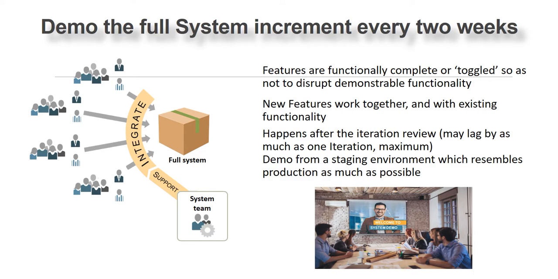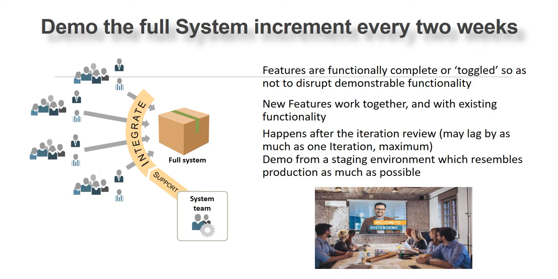The full system increment, this is from the system demo perspective. Every team would work in a 2 week cycle, a 2 week sprint. So say we have 5 teams, they are doing the 2 week sprint. At the end of the 2 week sprint, what happens is an integration happens between the 5 teams. The things that they have delivered get integrated, and that is something called a system demo.